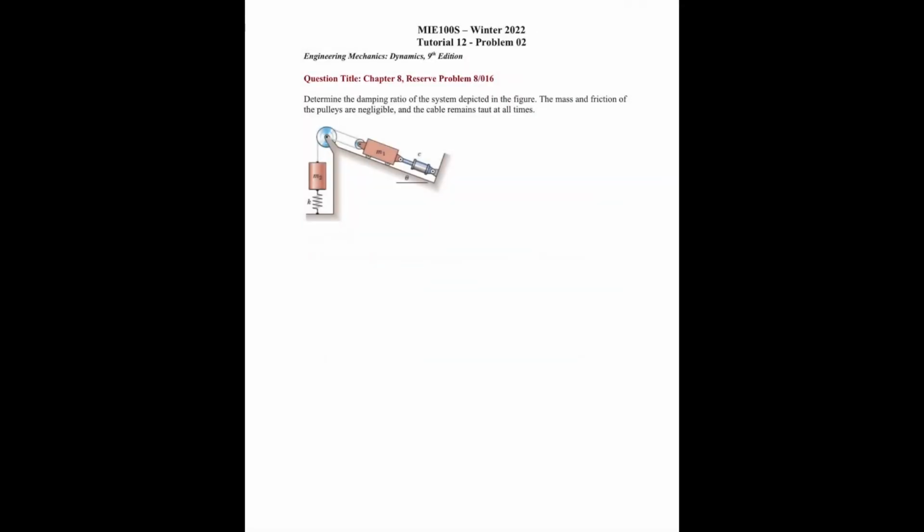All right, now with our question 2, we've got to determine the damping ratio of the system depicted in the figure. The mass and friction of the pulleys are negligible and the cable remains taut at all times. So if we look at the figure, we're going to notice here that there is a damper. So that means that our motion is damped.